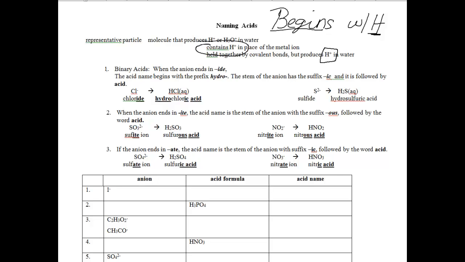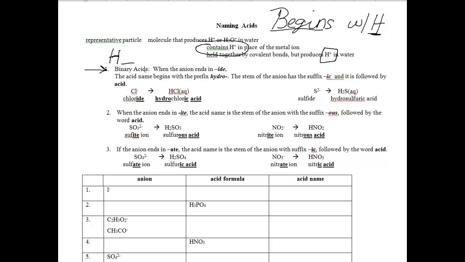So let's look at our three types of names. First one, let's look at a binary. And again, what does binary mean? It means it only has two elements. So the hydrogen has to be one element, and we're talking about hydrogen and just one other element. These acids are some of the common ones. At least I know one of them should be pretty common that you've heard about. So let's look at it.